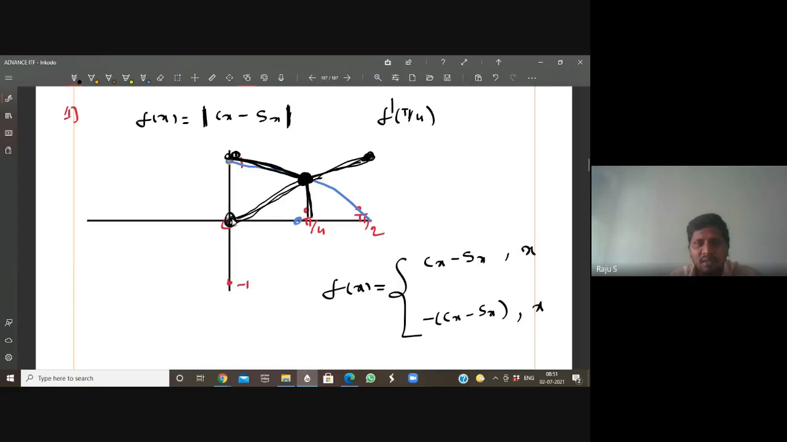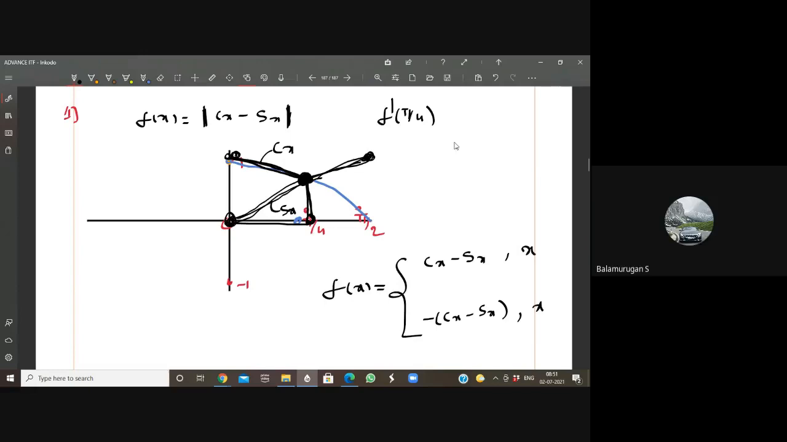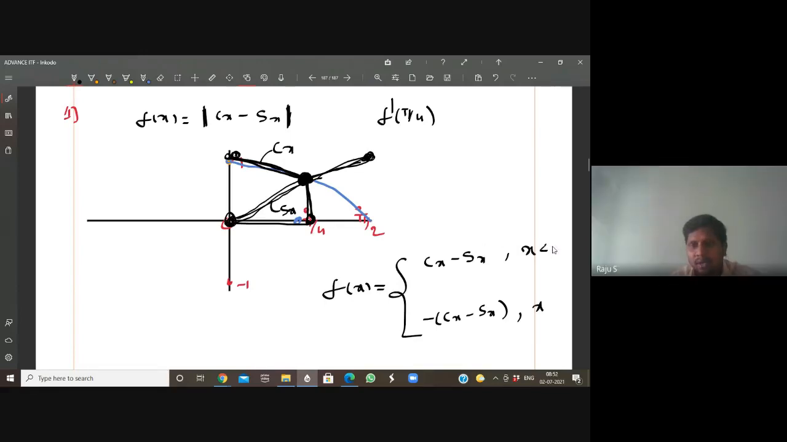See here, if I take 0 to pi by 4, this is cos x, this is sin x. What about cos x minus sin x from 0 to pi by 4? Positive. So shall I take x lesser than or equal to pi by 4, yes or no? Till 0 to pi by 4, cos is having the highest value. Then minus of cos x minus sin x means sin x minus cos x we can write.